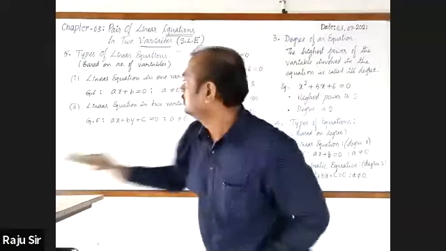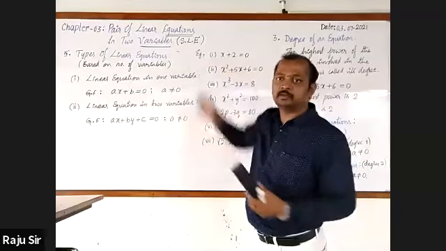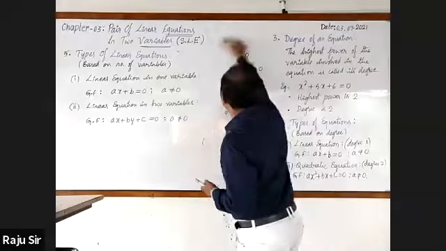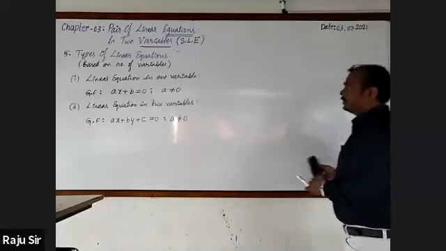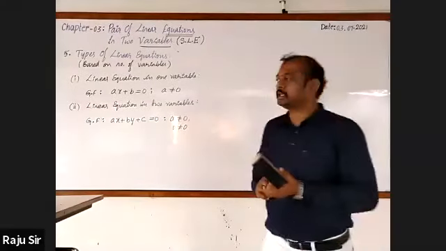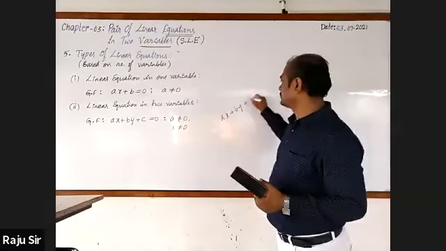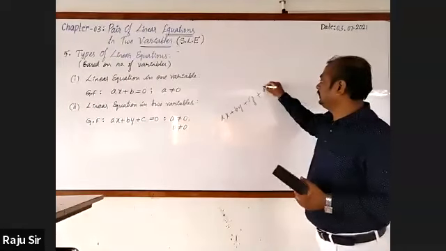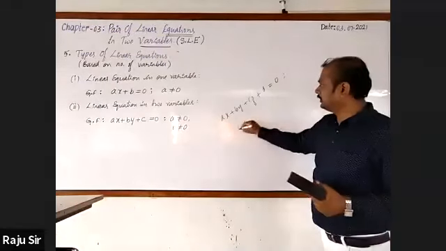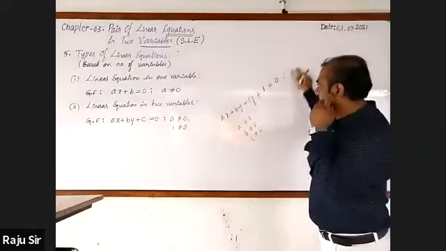So this much is the introductory part. We are moving to the definition of this statement, that is the name of our chapter. Sir, b is not equal to 0? Yes, b is not equal to 0. If you take a linear equation in three variables, it will be ax plus by plus cz plus d is equal to 0, where a is not equal to 0, b is not equal to 0, and c is not equal to 0. This is just general information.